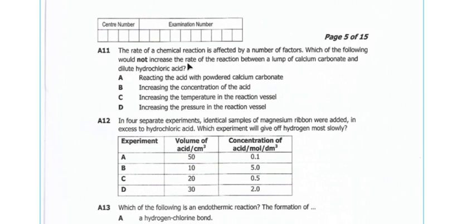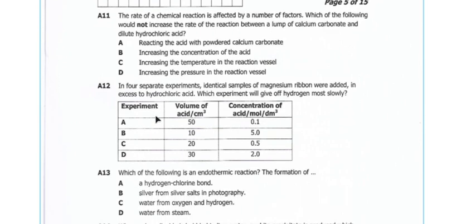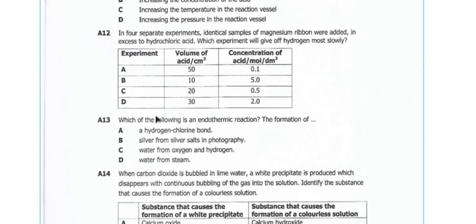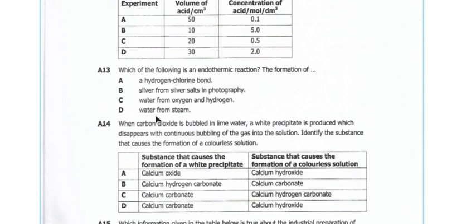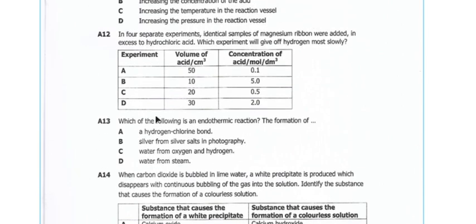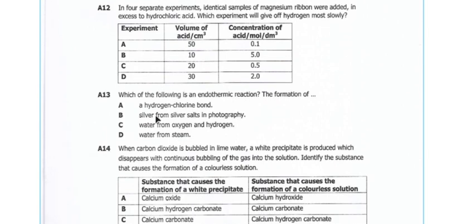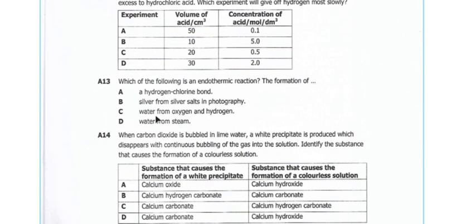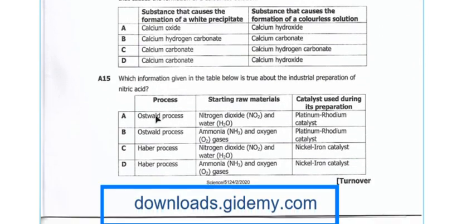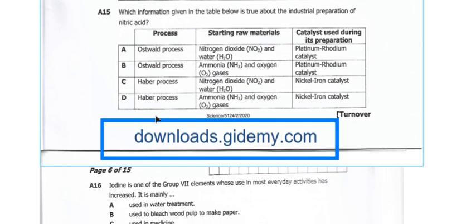This is the past paper for 2020, science paper 2. And we'll go through the selected questions, and those are A18, B1, B3, and B8. So let's start with the A15.